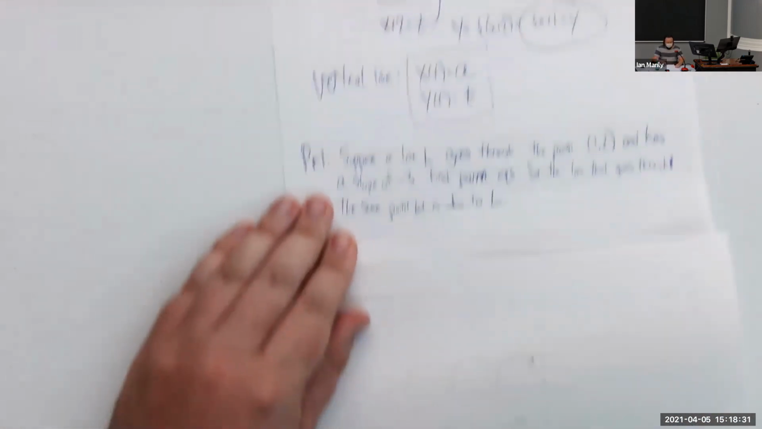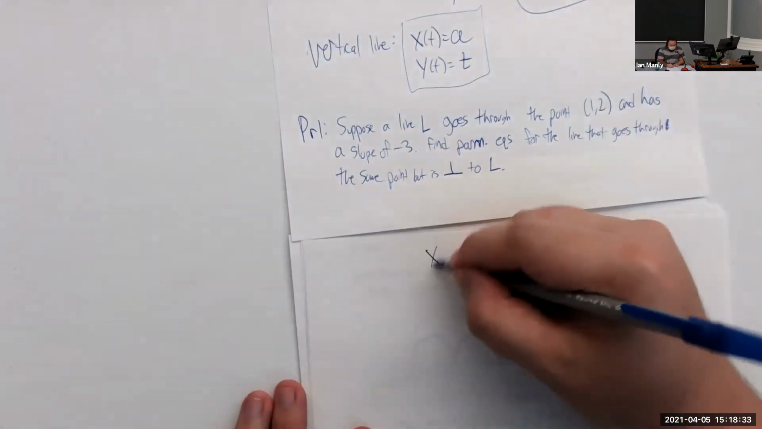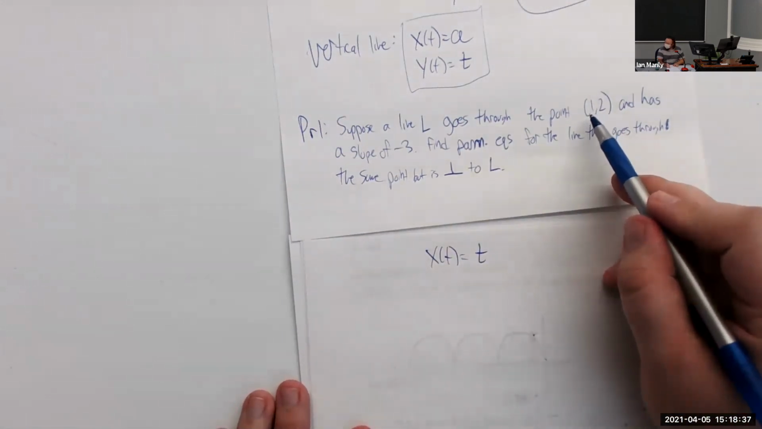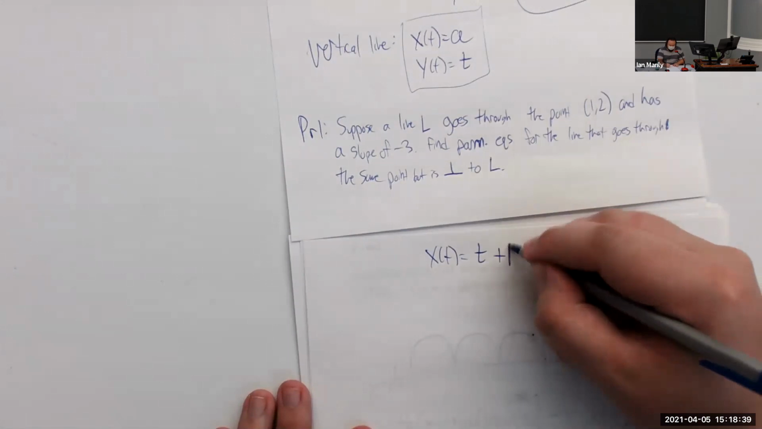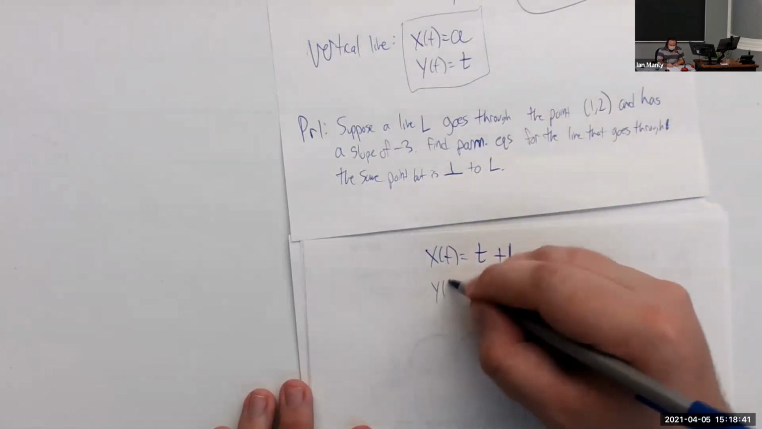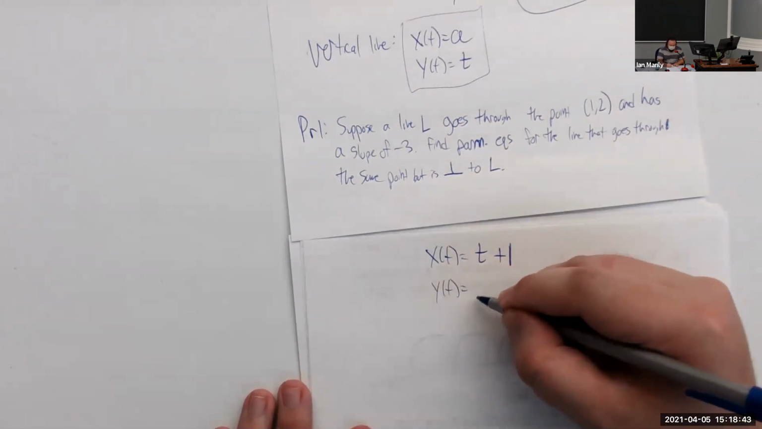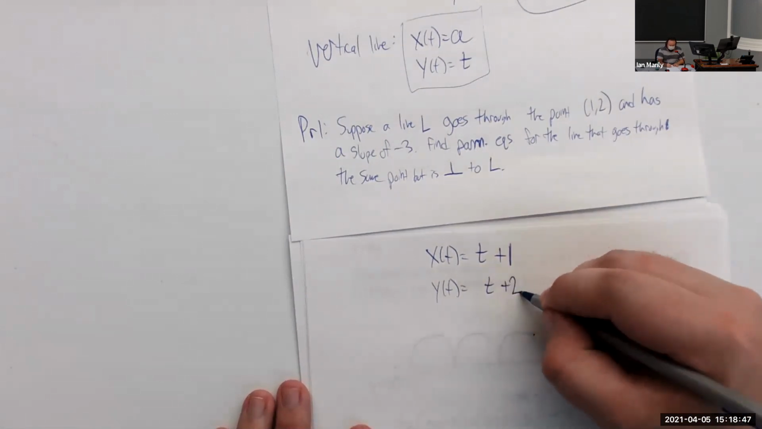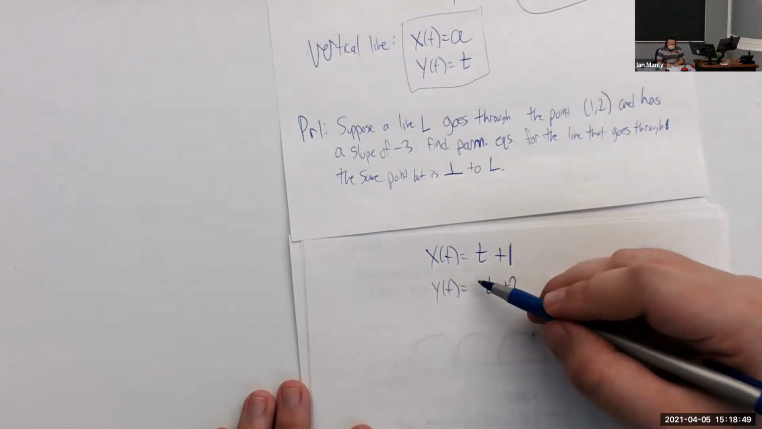So let's see here. x of t is going to be t plus the x coordinate for our point. So it's going to be t plus 1. And then y of t will be our slope, which I'll write in a moment, and then we have t plus 2. Now let's see, how are we going to get our slope here?